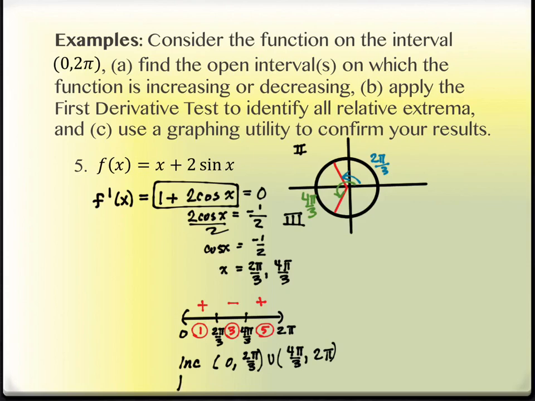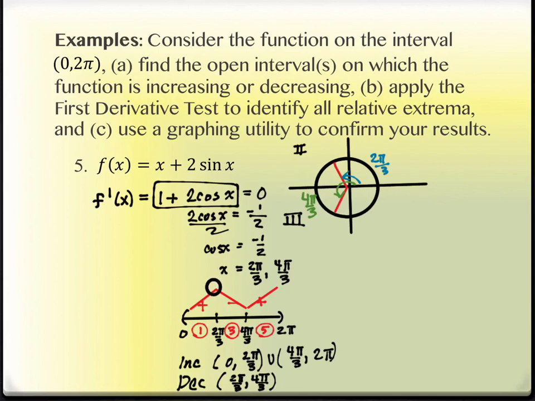Good. And where is it decreasing? From 2 pi over 3 to 4 pi over 3. Sorry, my writing's getting a little tight down here at the bottom, but yeah, increasing as written, decreasing as written. How about maxes and mins? Well, positive means I'm going uphill, negative is down, positive is up.